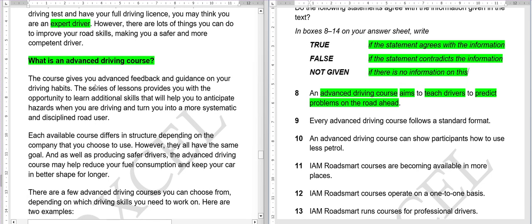The course gives you advanced feedback and guidance on your driving habits. So this is what this course does. This course gives you advanced feedback and guidance on your driving habits. Like, are you driving in a safe way or not, or whatever the problems in your driving are.